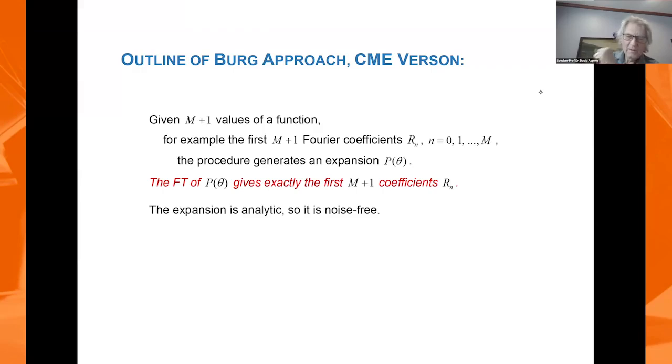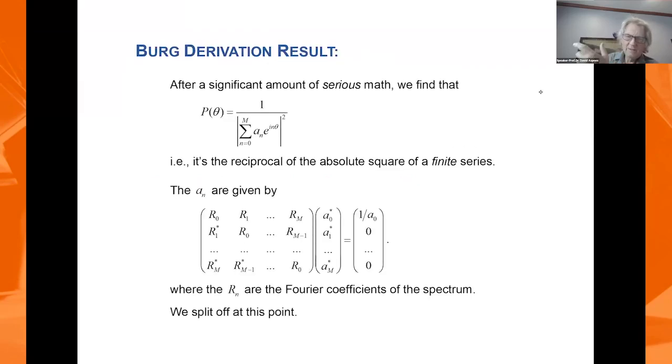What does this look like? Again, this is going to be recorded, and presumably you'll have this available. This is the recipe to getting this famous P of theta up here. It is the inverse of the absolute square of a finite sum, okay? And finite, I'm going to emphasize that. This is not an infinite Fourier series. This is a finite series. It's got these coefficients a sub n. How do you get them? You solve a matrix equation down here.